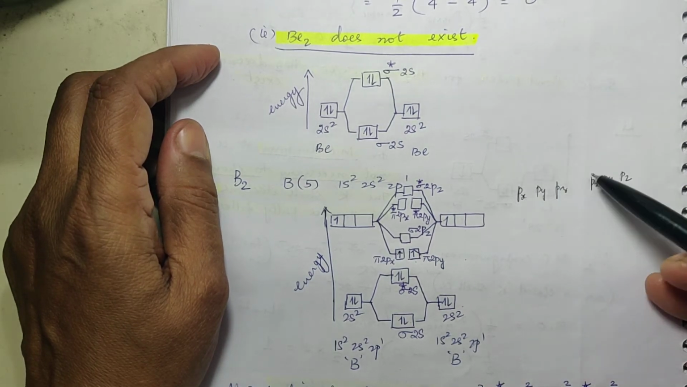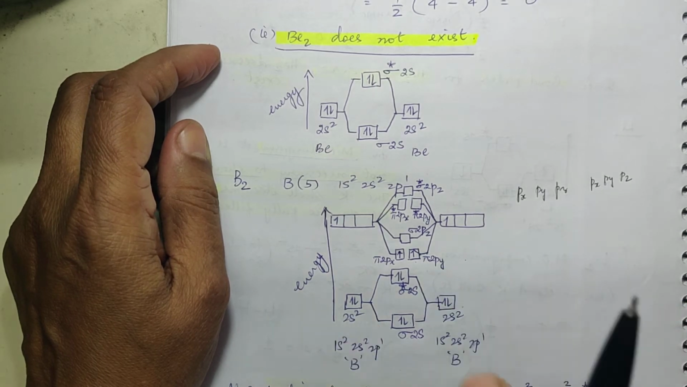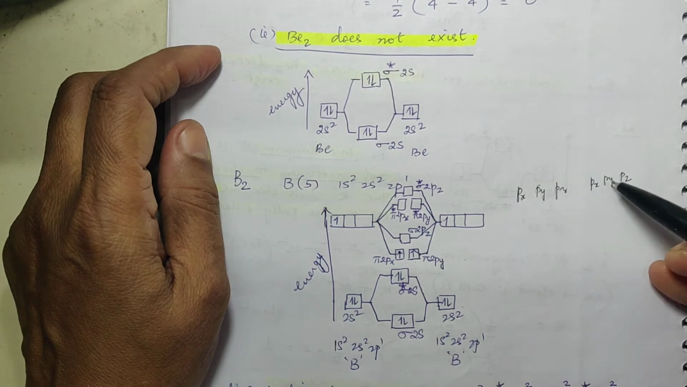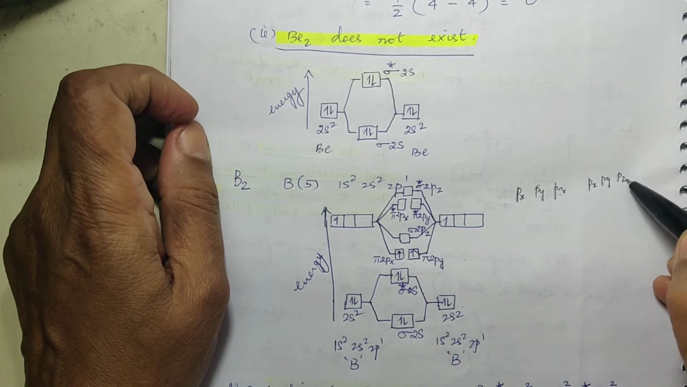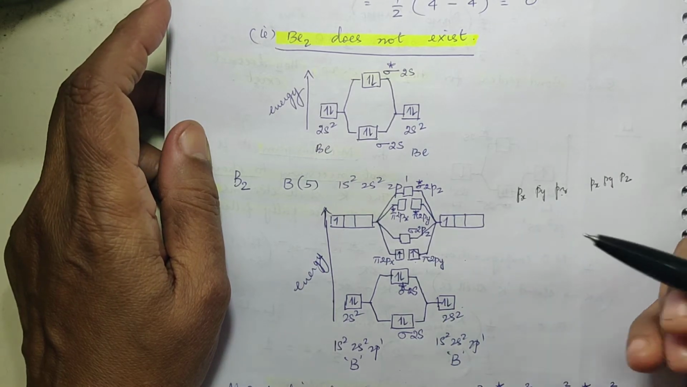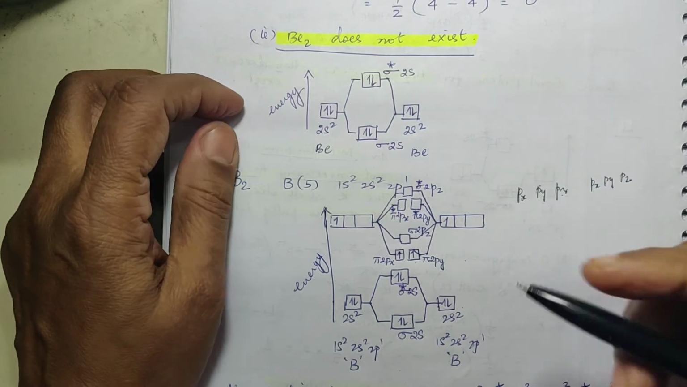Now px and px will combine to give you 2 orbitals, one bonding and one anti-bonding. Same way py and py will give you one bonding and one anti-bonding. Pz and pz will give you one bonding and one anti-bonding. Now how these 6 molecular orbitals are arranged, you see.